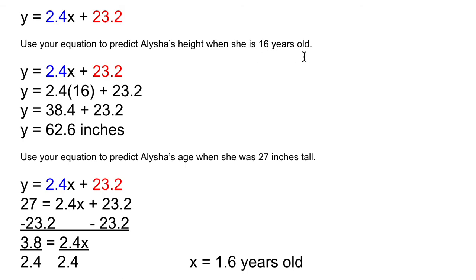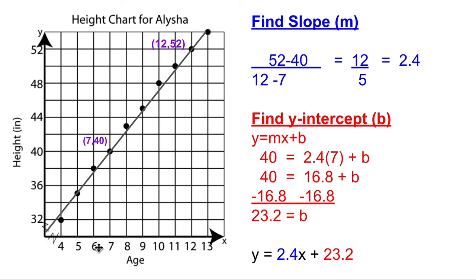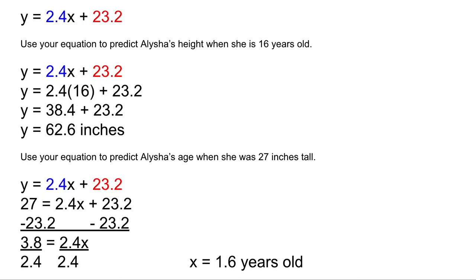If you remember, her age was on the x-axis. If you don't remember that, you can check back, and age is the independent variable, so that has to go in for the x. So I'm going to take the 16 and I'm going to plug it in for x. So that means I'm going to take 2.4 times 16 plus 23.2. Now I just have a mathematical equation. I multiply these two factors together, add the 23.2, and I can find that when Alicia is 16 years old, she will be 62.6 inches tall.